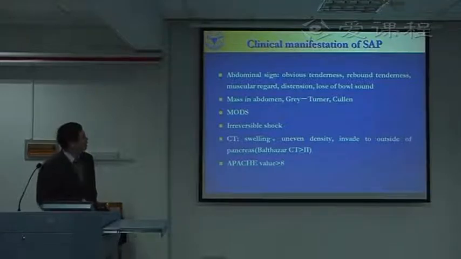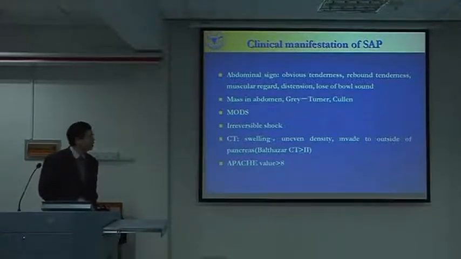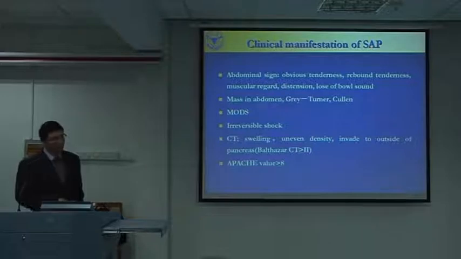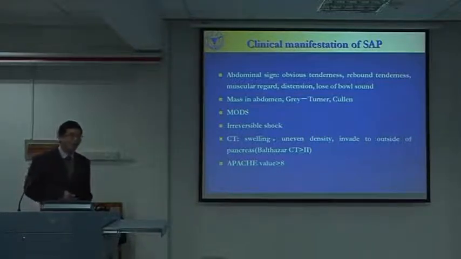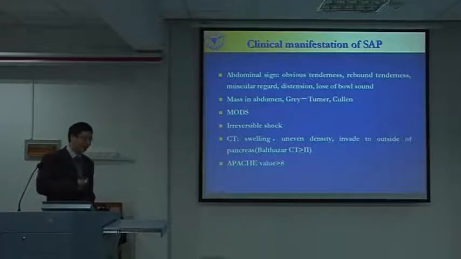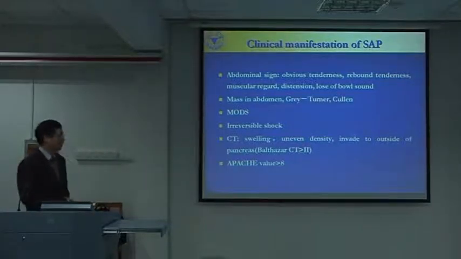The clinical manifestation of severe acute pancreatitis. We have abdominal pain, severe distension and vomiting, obvious tenderness, rebound tenderness, and muscular guarding. After that, we will have two very special signs, the Grey Turner or Cullen signs. If the patient has signs of Grey Turner or Cullen, we can call it severe acute pancreatitis.